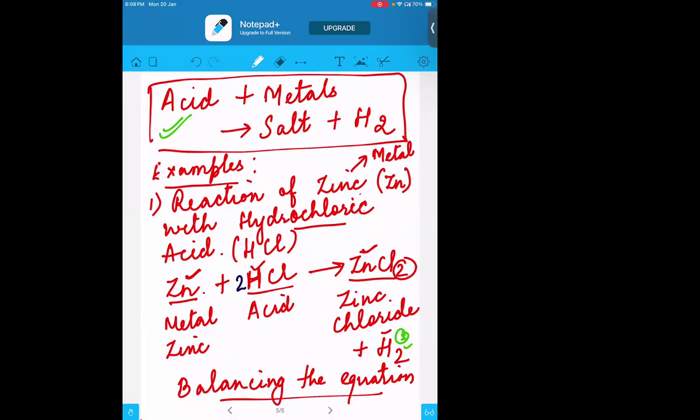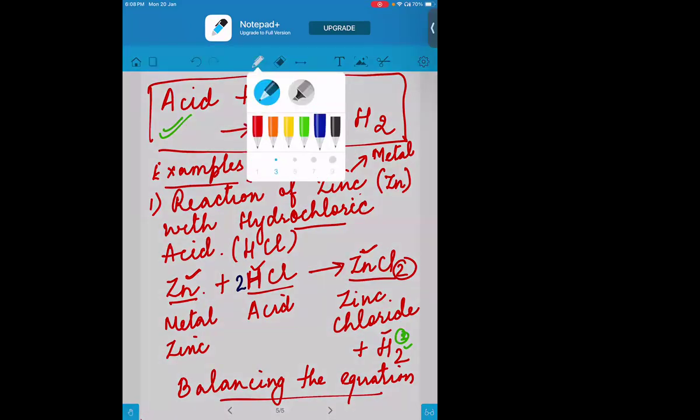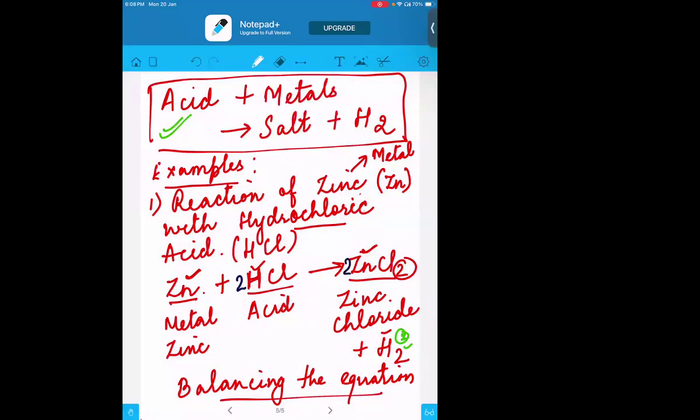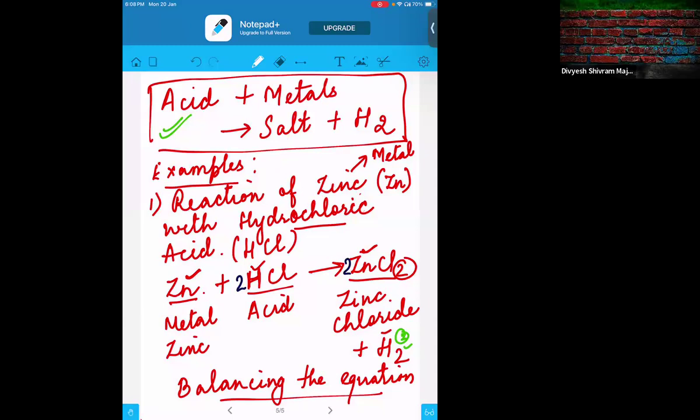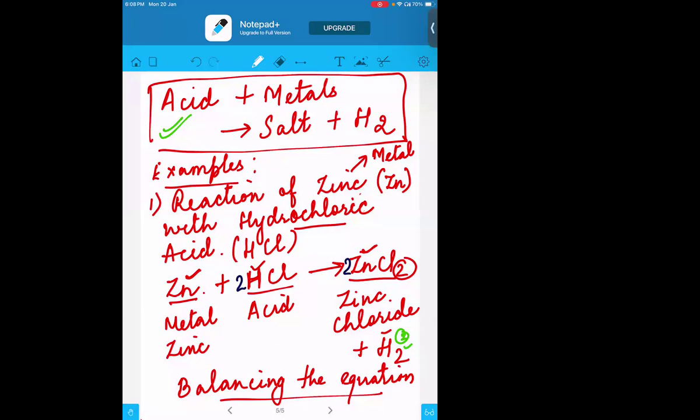That is how it has come down. Because if I write the 2 here, then the number of zinc will also increase to 2. That is how it goes down there. Am I clear, Rohini, Shritesh, Divyesh? Yes, ma'am.